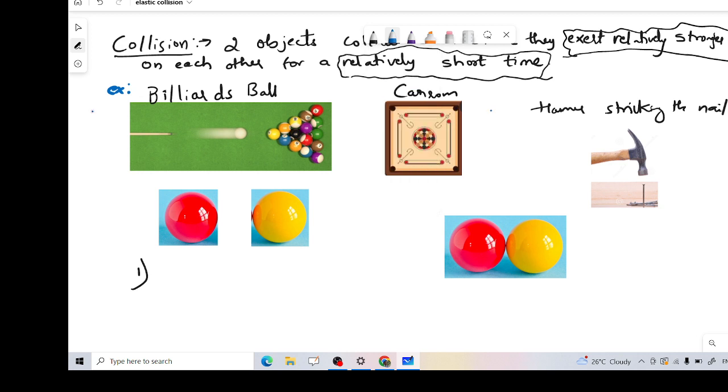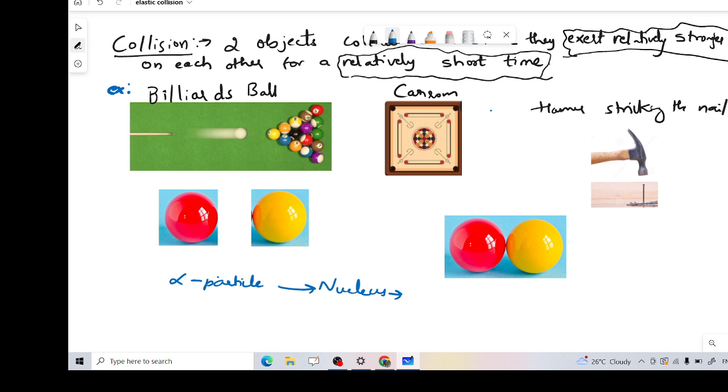In this collision, there are two types: one is elastic collision and another is inelastic collision. One more important thing is that physical contact between the two objects is not necessary. When we take an alpha particle, it moves towards the nucleus.